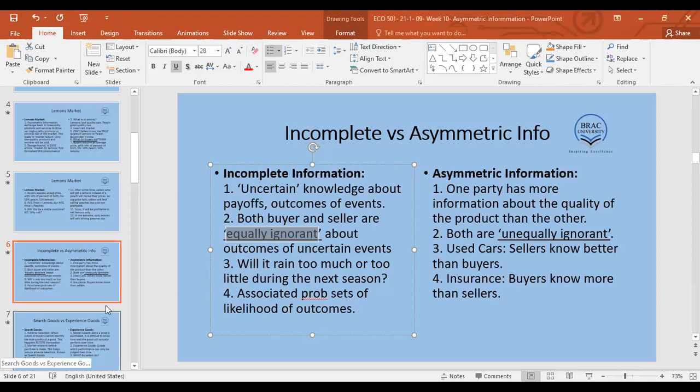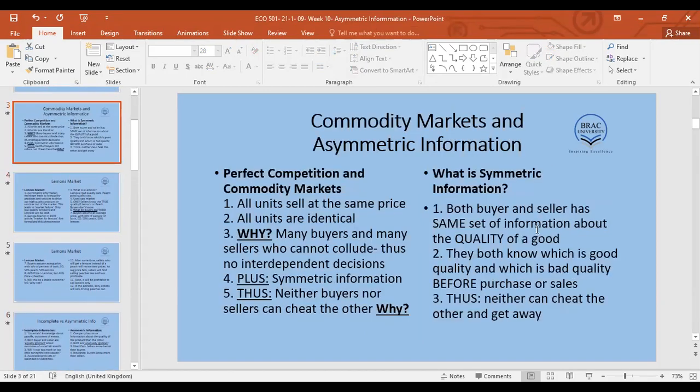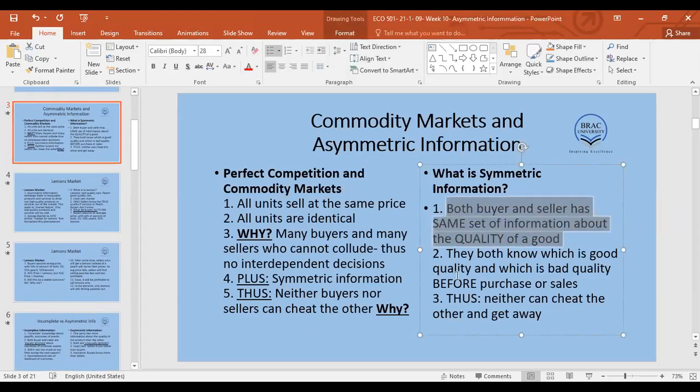Sir, when uncertainty comes in, then this will be incomplete information. Yes, correct. Okay, now let me go to where, look, why did I underline this one? Quality. We are now clear on the same set of information. Now let me clarify the term quality.